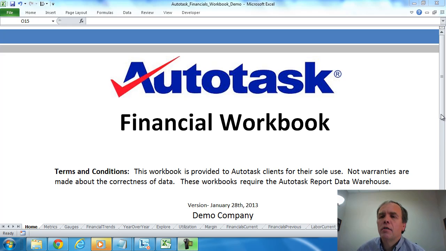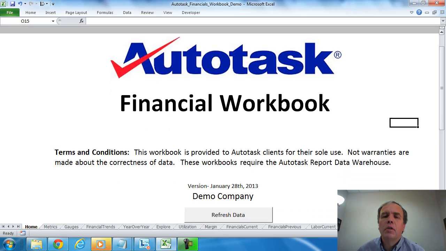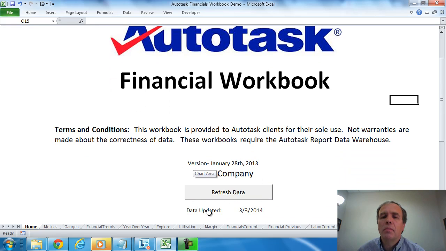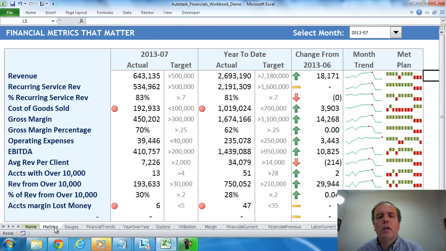On the main page of the financial workbook, like all of our workbooks, you'll see your company name, the last time you actually updated the workbook, and a refresh button. The refresh button goes out to Autotask and downloads the most current information. It takes about a minute to download and update all of the trending and analysis that you'll see in the workbook from there on.